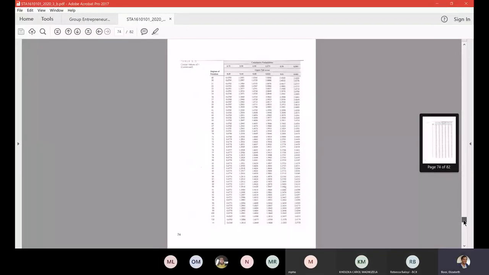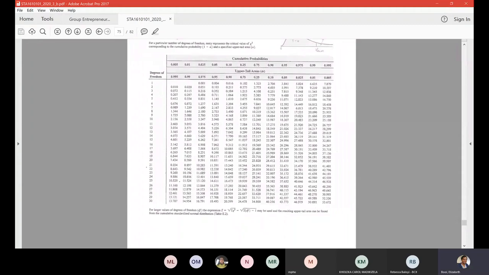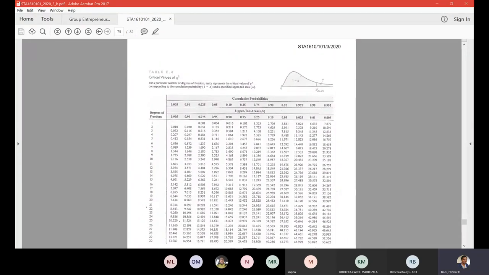Okay, so we go to the critical values of chi. This is critical values of t, and there is your critical values of chi table. You will see that on the critical values of chi table, it also shows you where your region of rejection will be. Remember, we're looking for chi square of 0.05. Therefore, with this table, we ignore those cumulative probabilities at the top. We're only interested in the upper tail area, and we look for the degrees of freedom of 1.